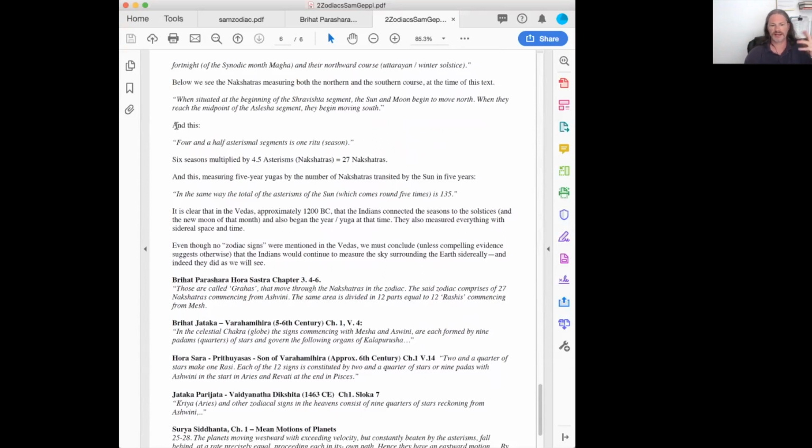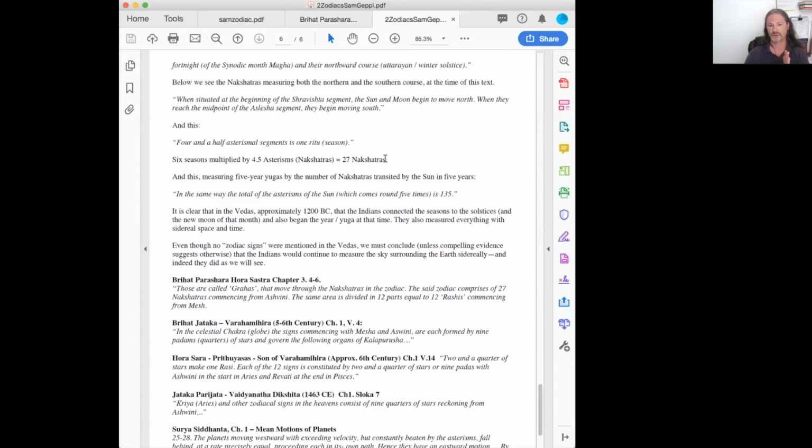BC. And then it says this, 4.5 asterismal segments is one season. So now we see them measuring sidereal time. So 6 seasons multiplied by 4.5 nakshatras equals 27 nakshatras. So they were measuring the sun moving through nakshatras. Again, it's not the moon, it's the sun moving through 4.5 nakshatras to measure one season, right? So then there's 6 seasons. So you multiply that by 4.5 to get 27.